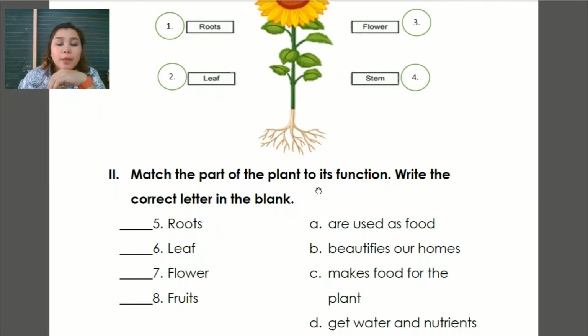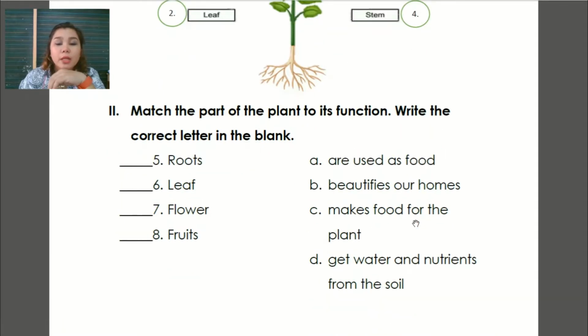Match the part of the plant to its function. Write the correct letter on the blank. It's okay if you're not familiar with all the functions. Anyway, this is just a pre-test. So we have the choices. Number 5, roots. Number 6, leaf. Number 7, flower. Number 8, fruits. I'll begin with the choices and you just write the letter on the blank. For letter A, are used as food.